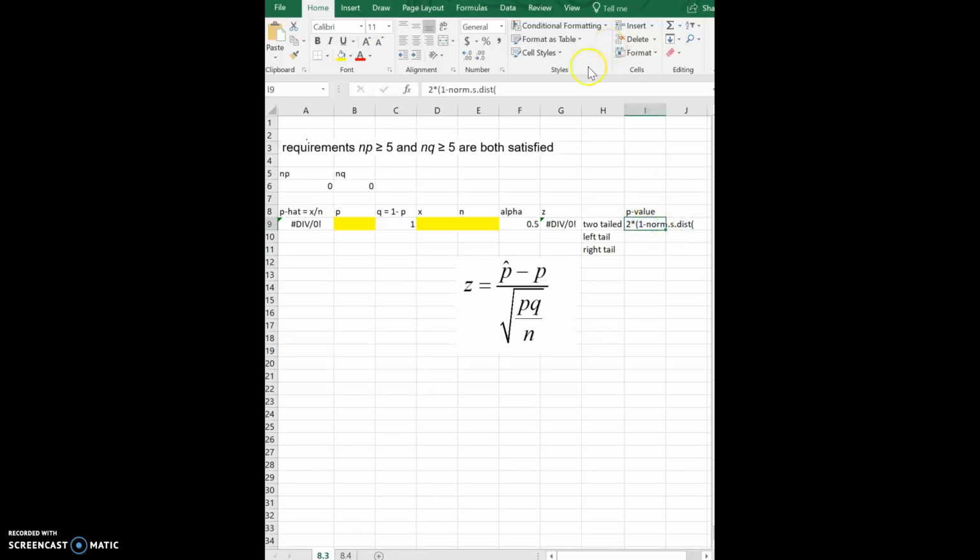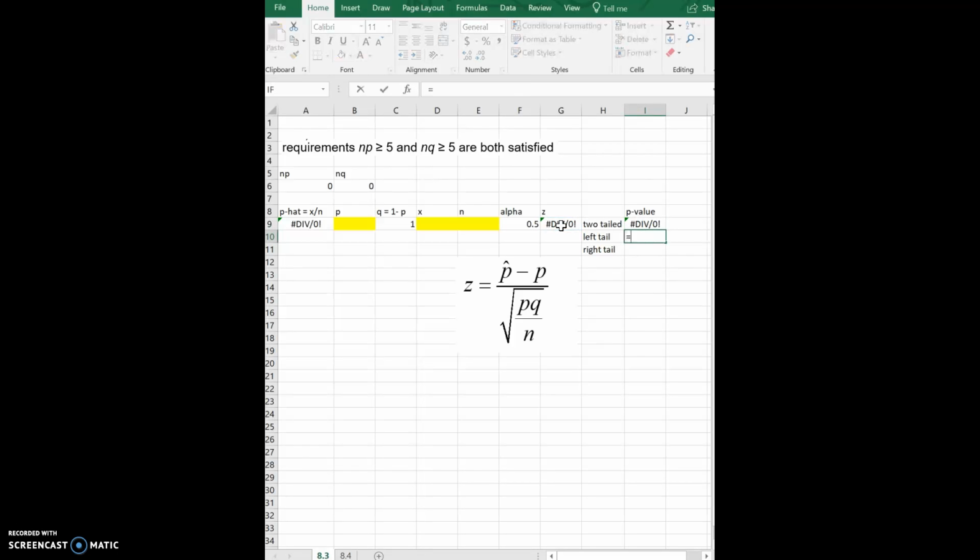Oops, sorry. Z, I wasn't in the formula. There we go. Why aren't you letting me do this? Oh, that's why. Okay, so I forgot my equal sign, and that's why it was giving me that problem. Z, comma 1. Remember, you can also type in true. I use 1. It doesn't really matter. Close your parentheses twice and hit enter.